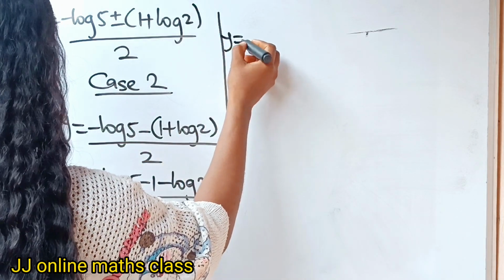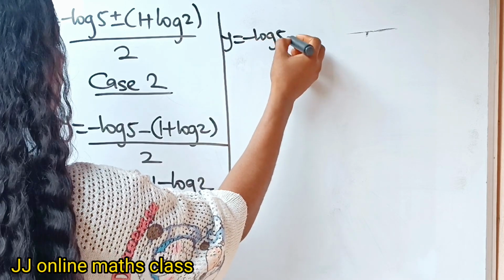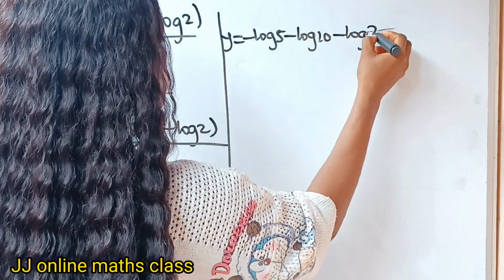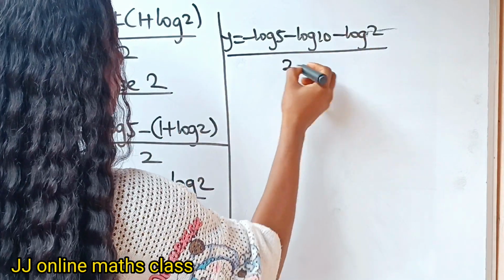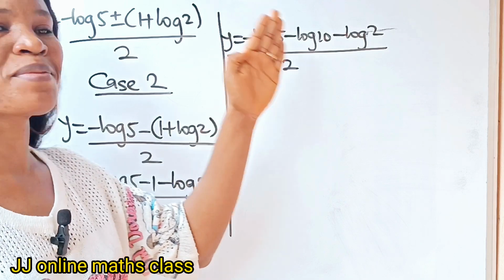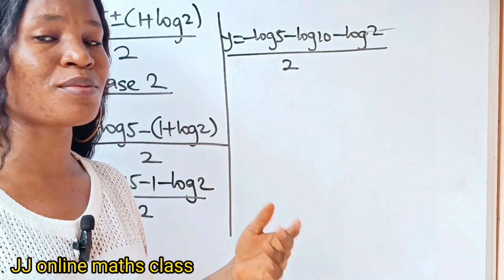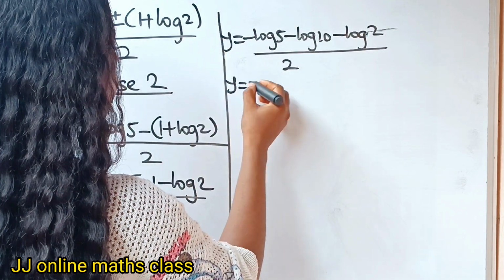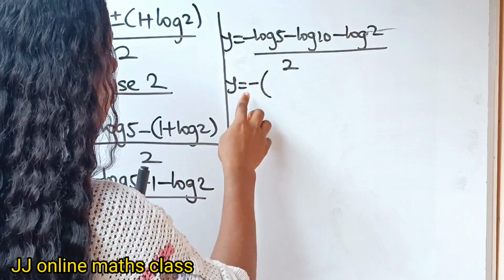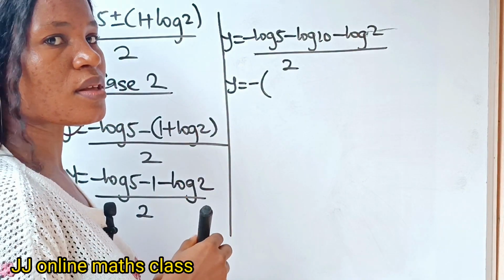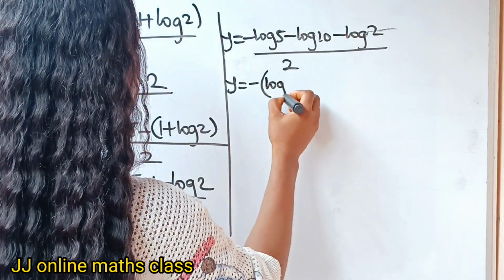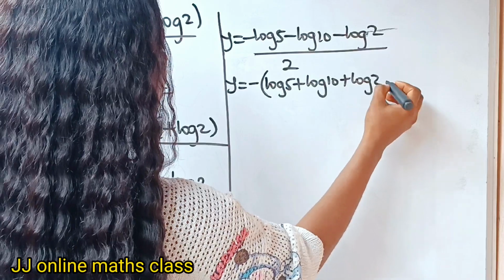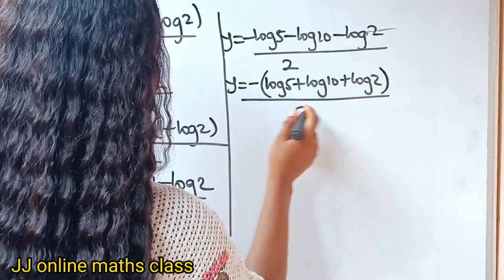So we now have that y is equal to minus log 5 minus log 10 minus log 2, everything divided by 2. Now there is this minus, minus, minus. Let's just factor the minus outside the bracket and see what happens. So we now have that our y is equal to minus, I'll open my bracket. Once I bring the minus, it's going to affect everything here, right? So we're now going to have log 5 plus log 10 plus log 2 here, everything divided by 2.